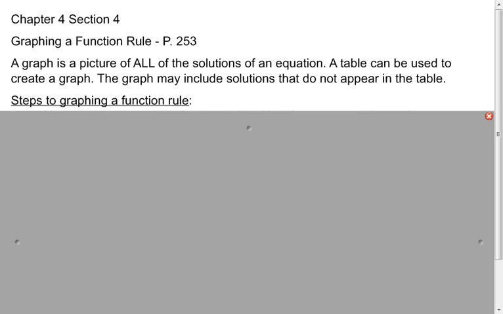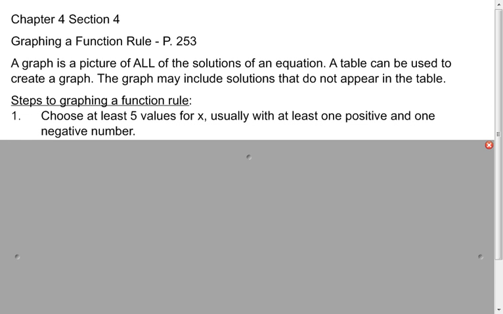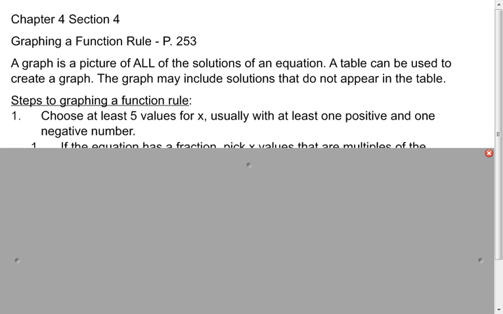The steps to graphing a function rule. First of all, I want you to choose at least 5 values for x. Usually you need to have at least one positive and one negative number. The rest of them can be whatever you want, but at least one positive and one negative. Total of 5. We'll talk more about why you need 5 later on in the chapter.